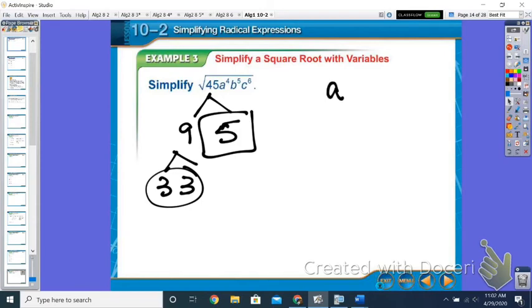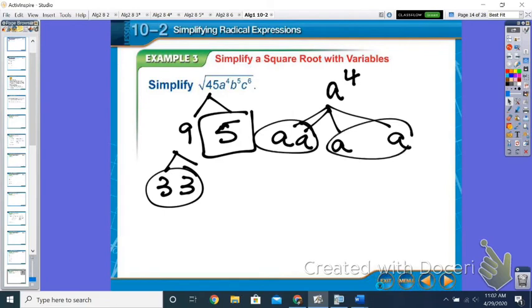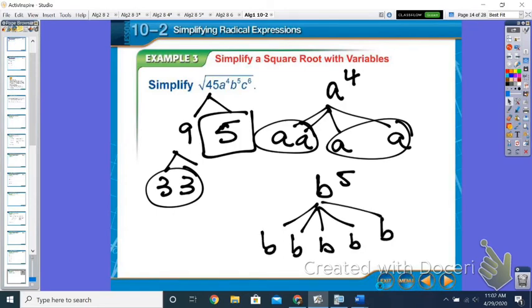Well, if I have a to the 4th, and I want to do a little factor tree on that, it's basically a times a times a times a. 4 a's, which means I have 2 pairs, right? If I do b to the 5th, 1, 2, 3, 4, 5. So 5 b's. So I have a pair, and then I have one that does not pair up. So you can think about it in that way if you want to. You can go off the side and do that if that's going to benefit you.